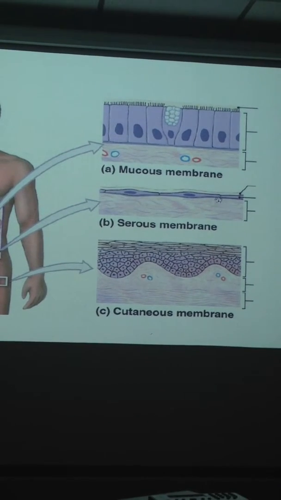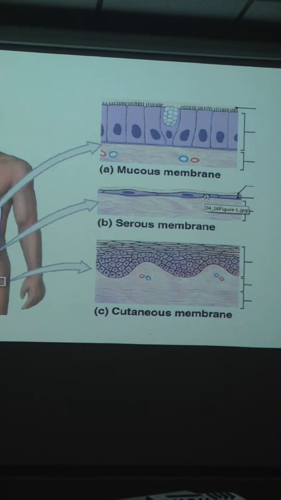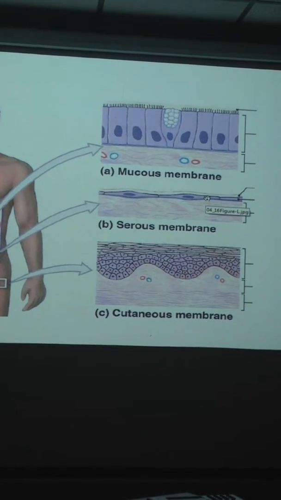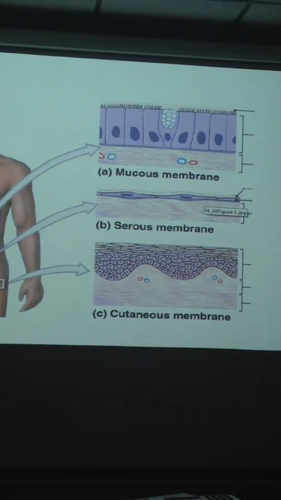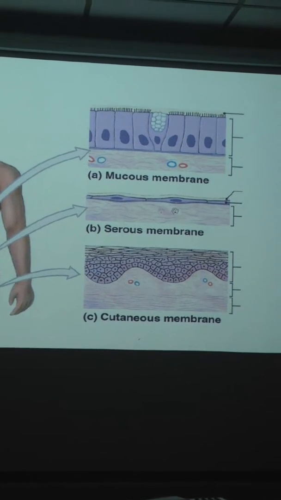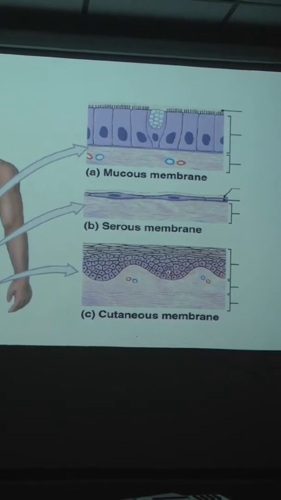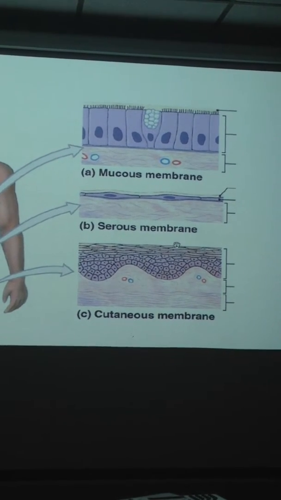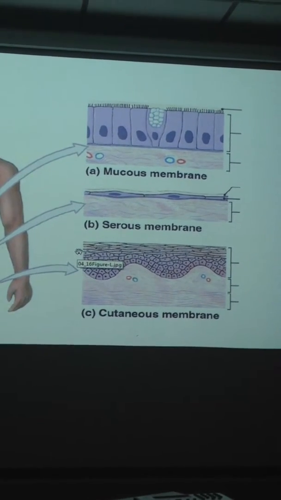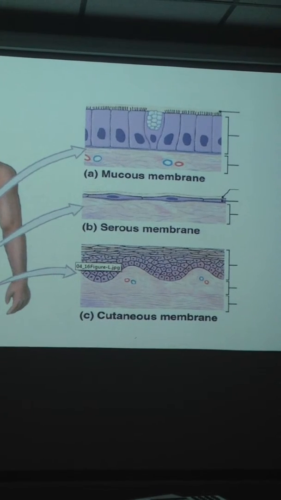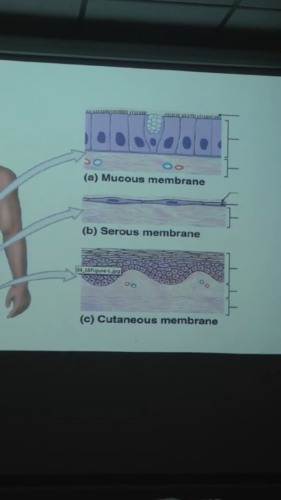This epithelium? Type is simple squamous. Name? Mesothelium. No special name for the areola. And then type of epithelium? Keratinized, stratified, squamous.